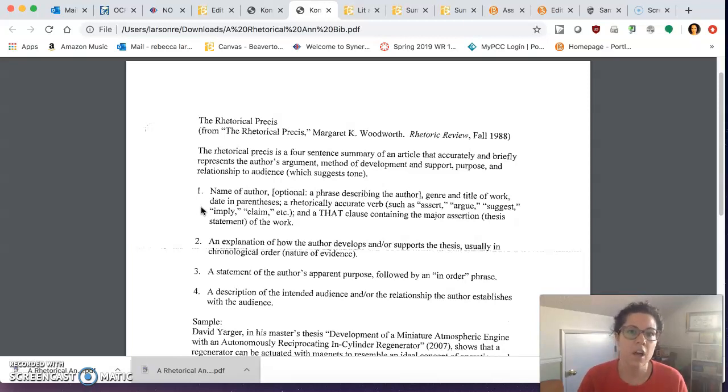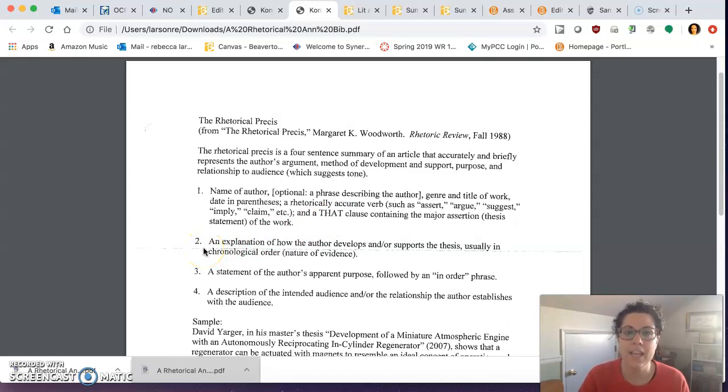So is this author arguing? Is the author maybe implying something? Are they claiming something that you're a bit skeptical on? Using the right word tells me that as a reader, you're really understanding this text. So strong verb and then a that clause with the major assertion, which is their thesis. Like, what are they saying? What are they claiming?